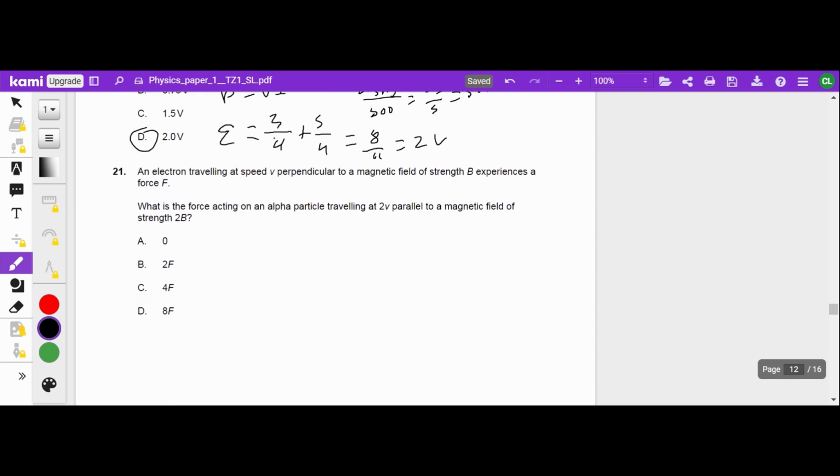An electron traveling at speed v perpendicular to a magnetic field of strength B experiences a force F. What is the force acting on alpha particle traveling at 2v parallel to a magnetic field of strength 2b? 0. Because there's only a force if the magnetic field and the velocity are perpendicular. If they're parallel or anti-parallel, there's no force.